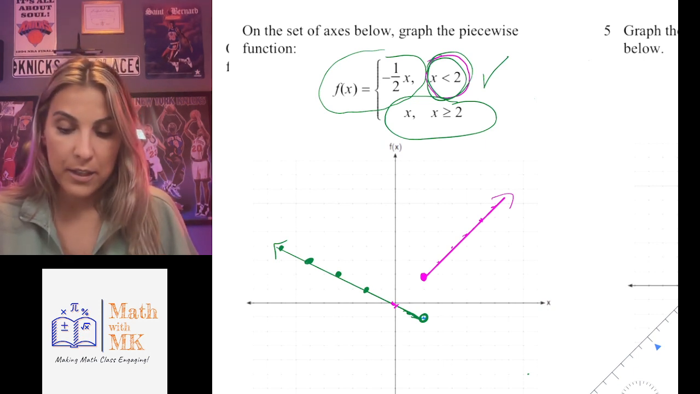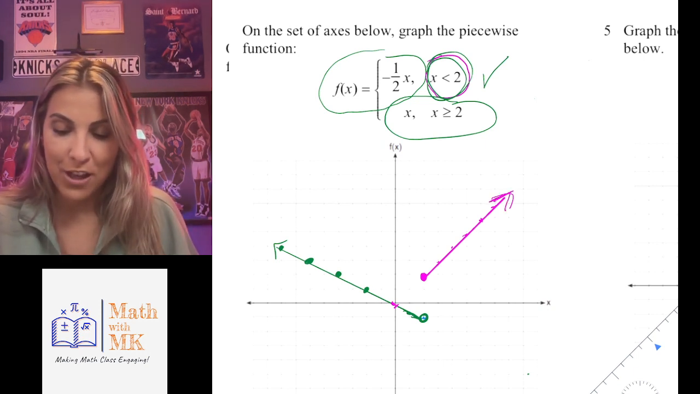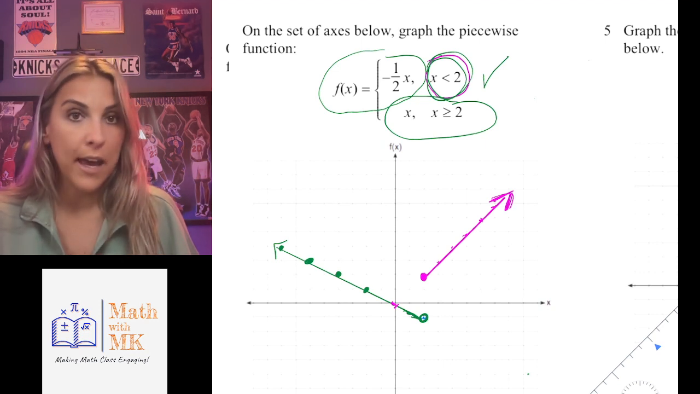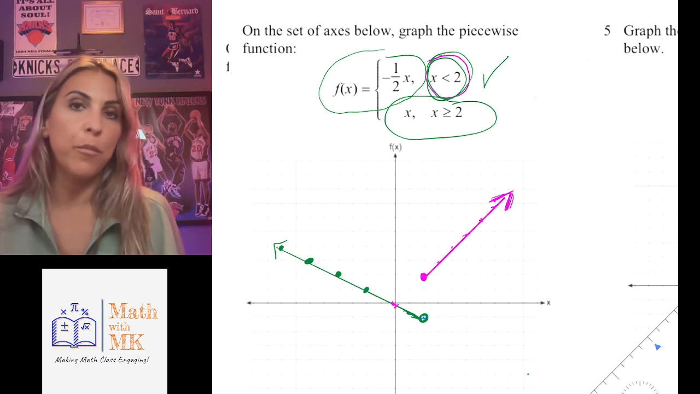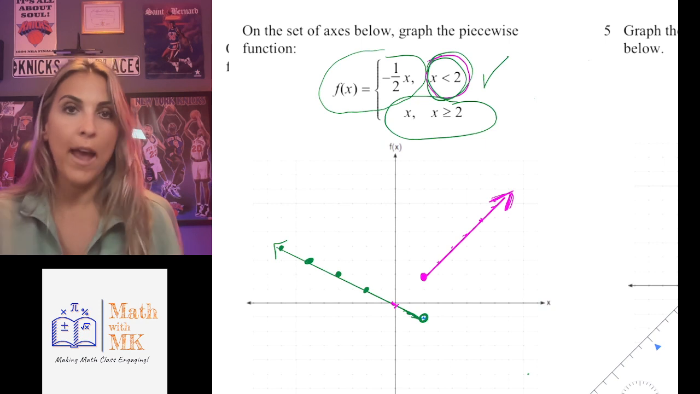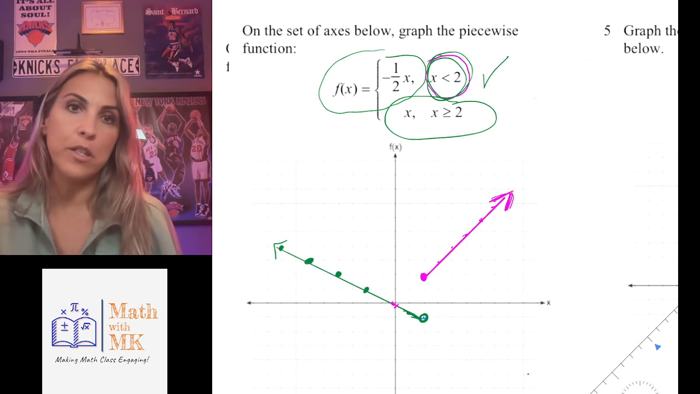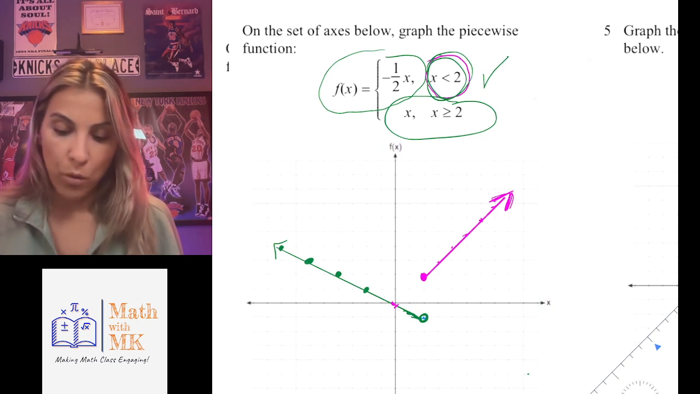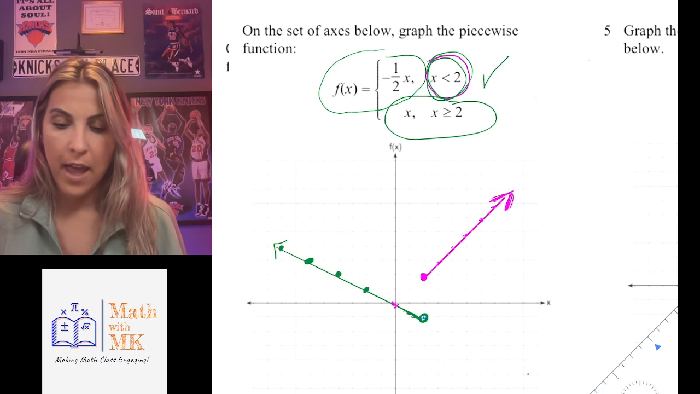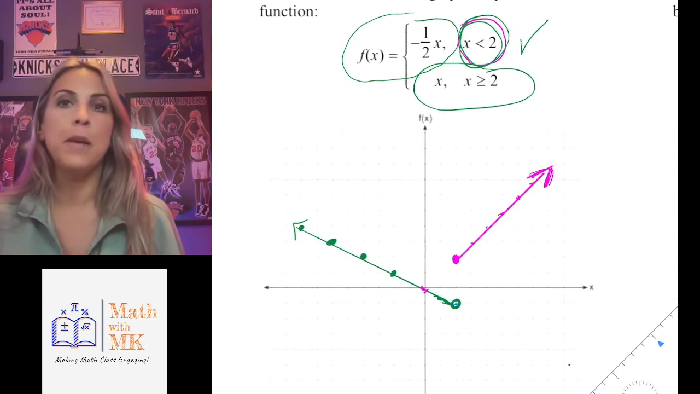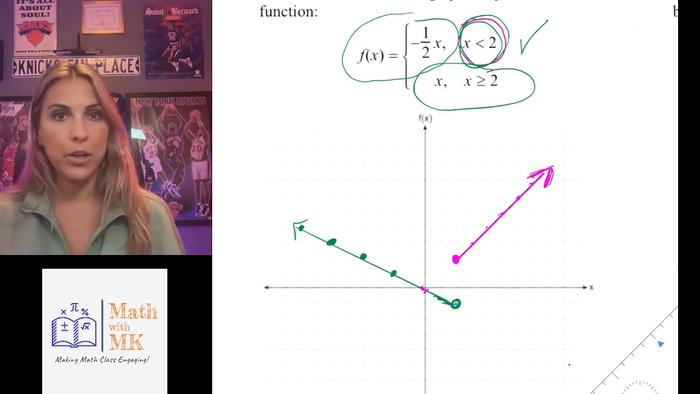So now this purple-ish, pinkish line is the line y equals x, but only seeing it from the values of x is 2 and higher. So all the values of x going to the right are higher than 2. So that dot on the green is open very obviously, and the dot on the purple should be closed very obviously. And that is my piecewise function graph for those equations.